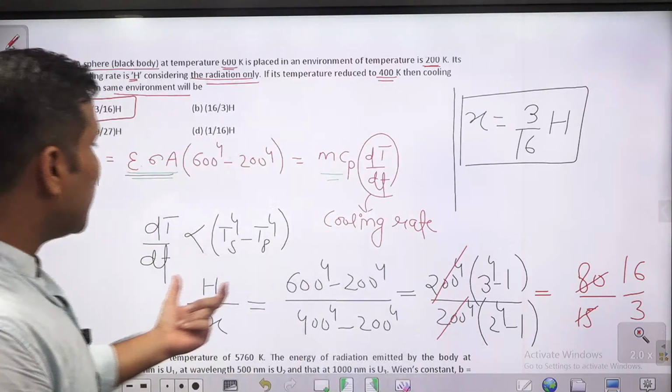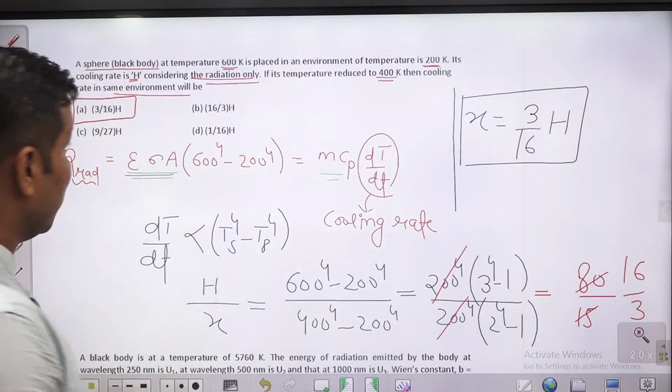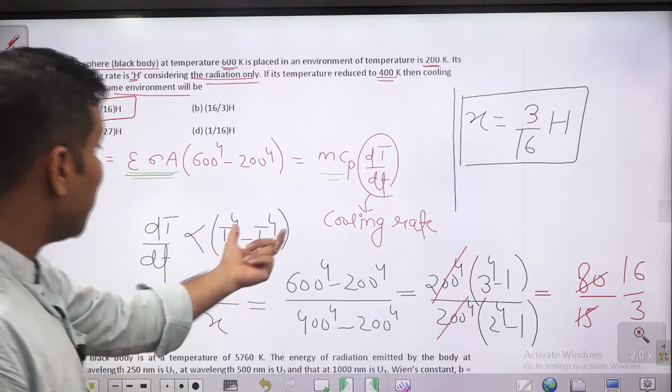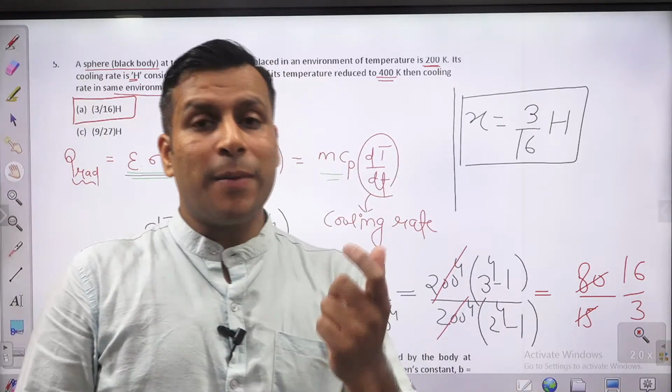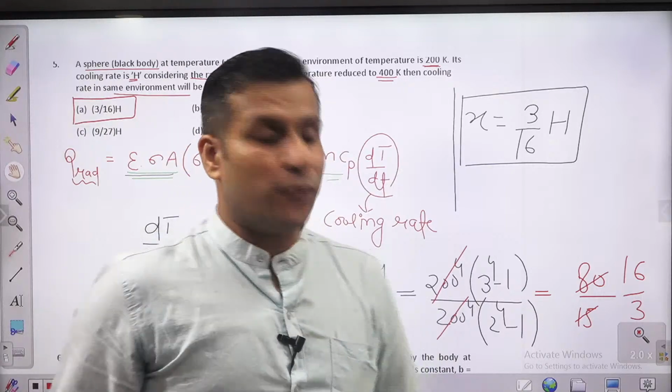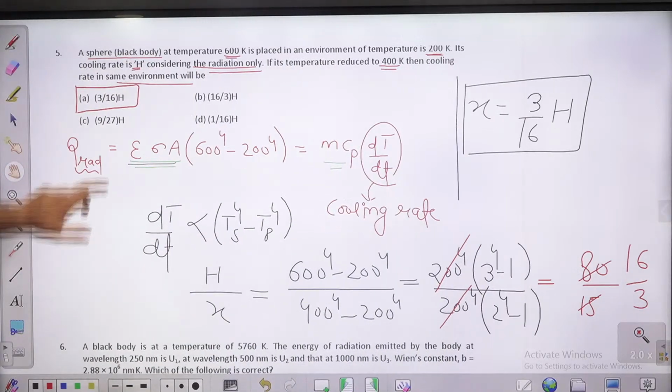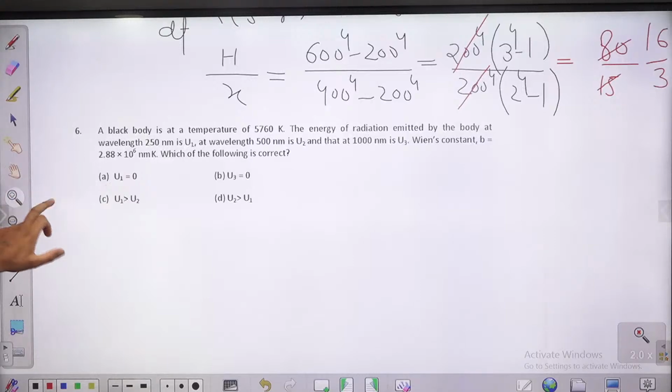Okay. Obviously, it is not a case of convection. This is a case of radiation. So you need not take here the temperature difference. आपको क्या लेना पड़ेगा? Power 4. Temperature of surface की power 4 minus temperature of surrounding की power 4. Okay, I hope this is clear. चलिए, let's move to the 6th question.